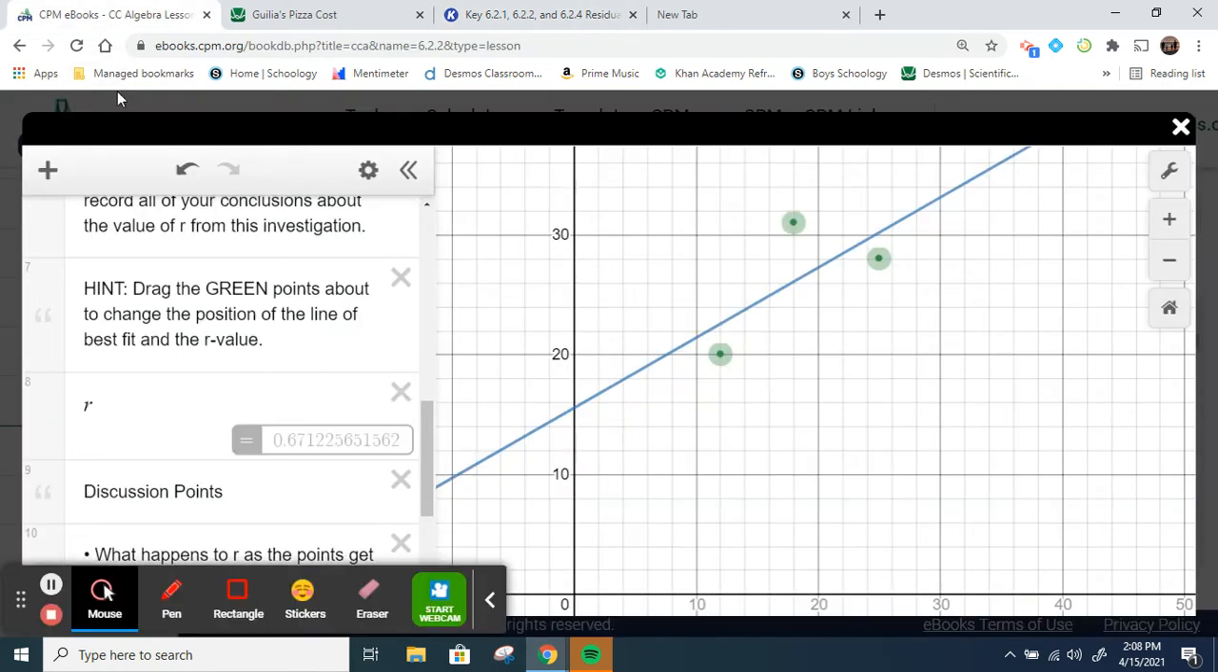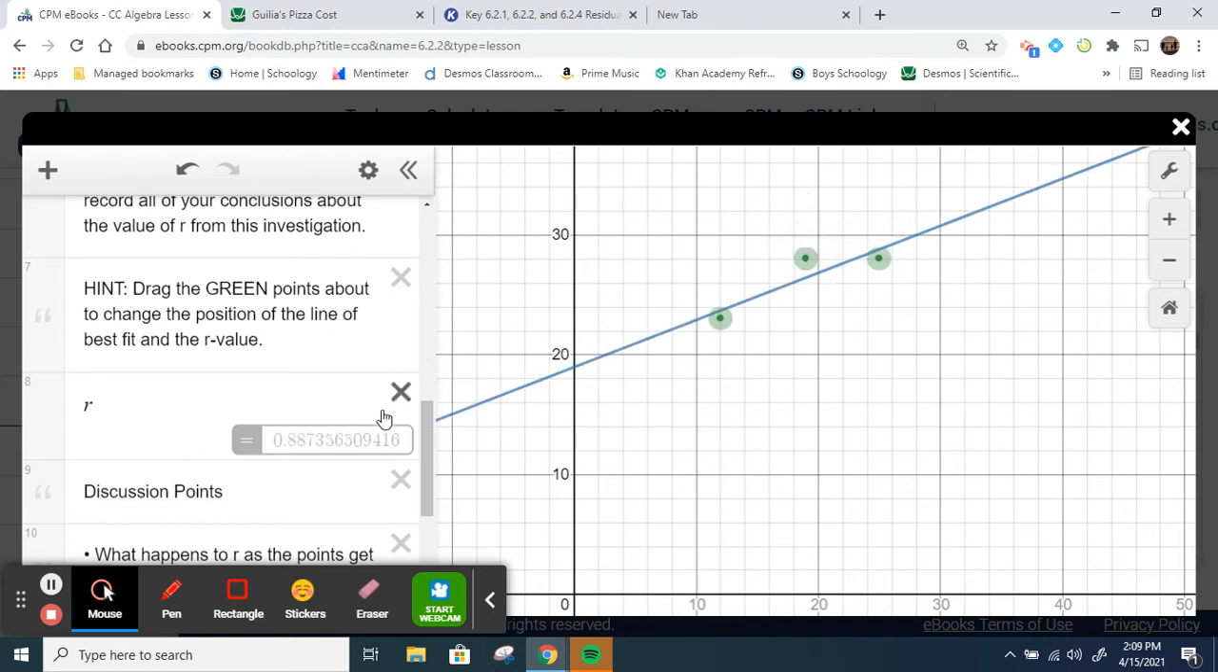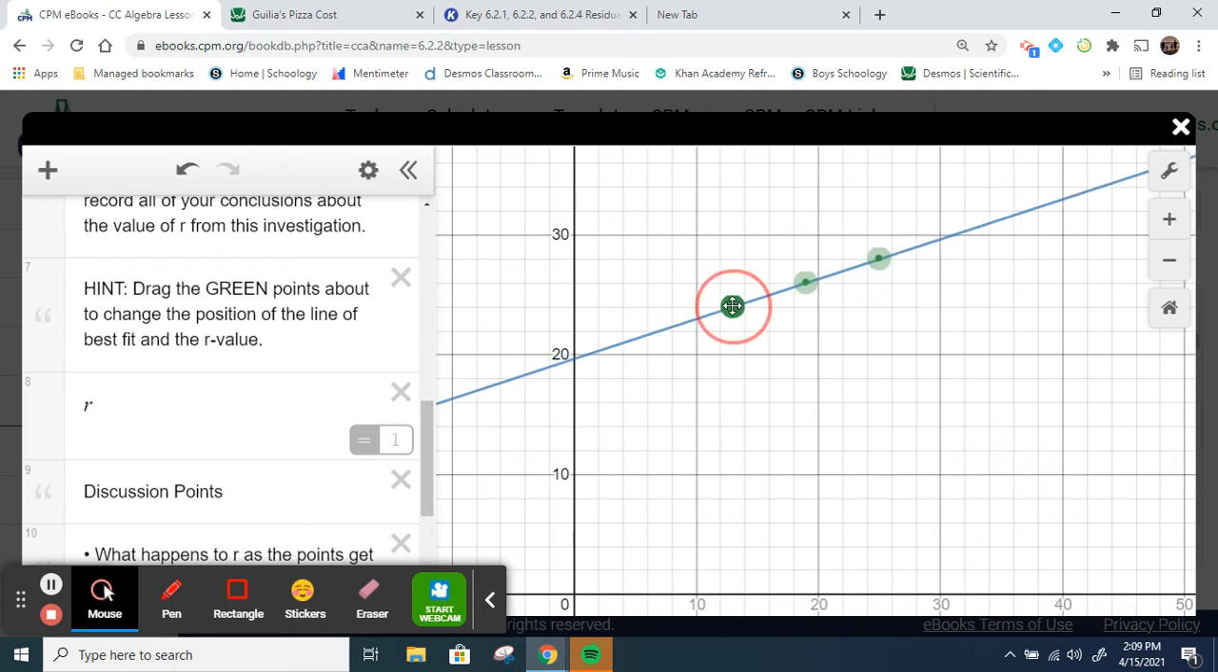Okay, so I'm in the ebook, in this app, and it's asking, what happens to R as the points get closer to the line of best fit? You can see here's where my R value is. Right now it says it's 0.671. As I move my points closer to this line, I'm going to notice what's happening over here. Do you see that number is getting bigger, getting bigger? If I get them perfectly on the line, I get an R value of 1.